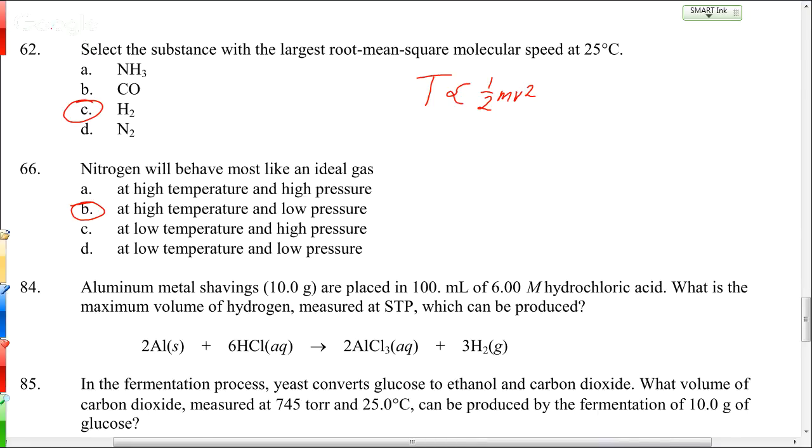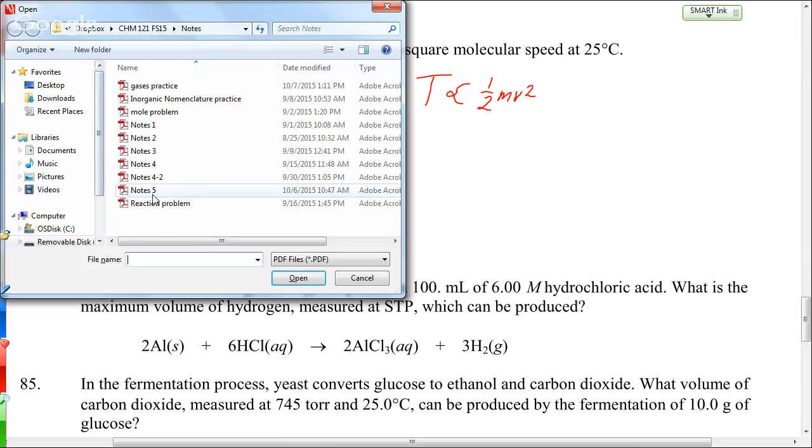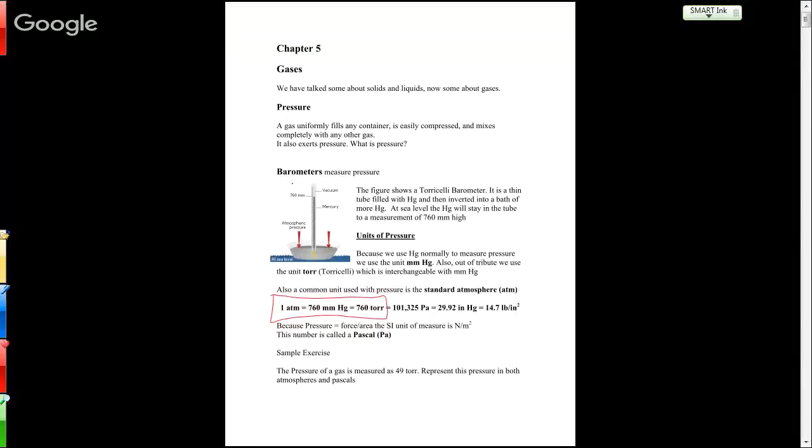And let's check ourselves on that. We'll pull up the notes from yesterday. You can see at the end here.